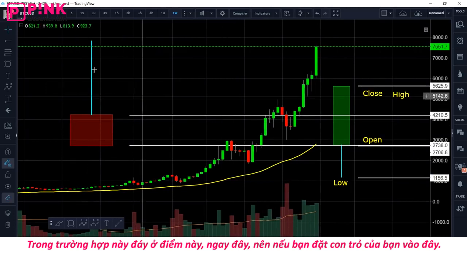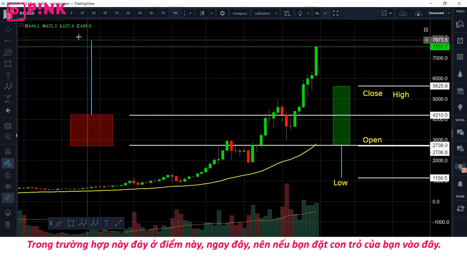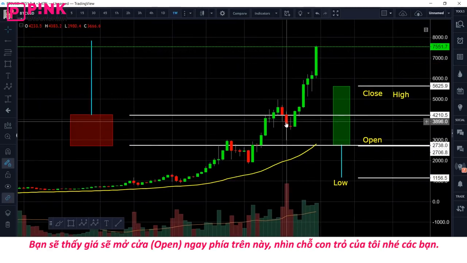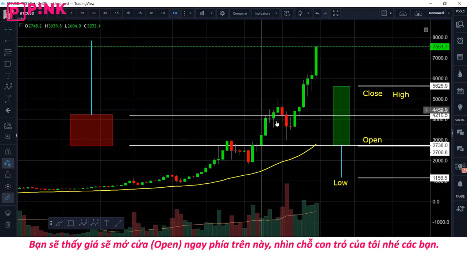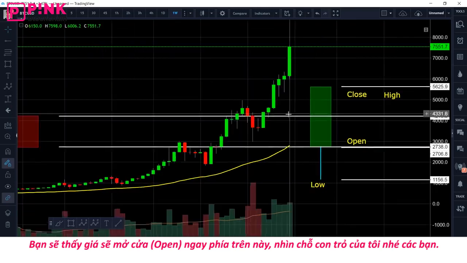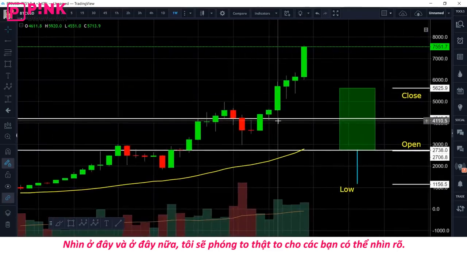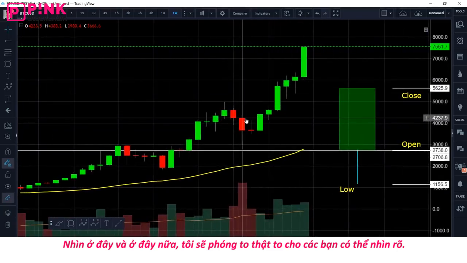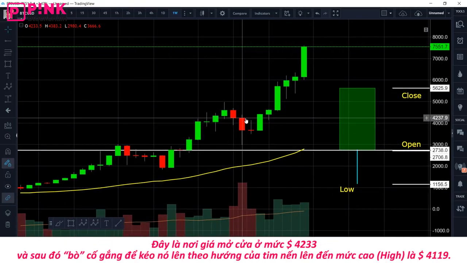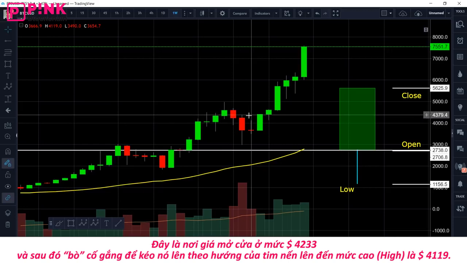So if you put your mouse, look over here, guys. Okay, look over here, for example. If I put my mouse on this one, you'll see that it opened right up here where my mouse is. And look here, and also look here. I'm going to zoom in really, really close so you guys can see it. So this is where it opened, okay? It opened at 42.33. Now the bulls have tried to push it all the way up with that little wick showing, and that's what shows in the high.